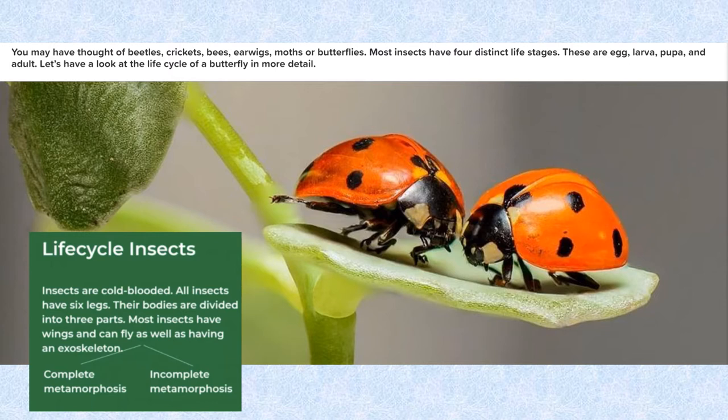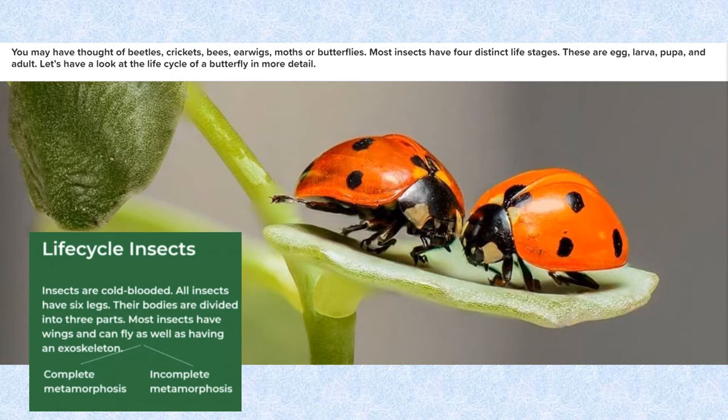We'll have a look at a butterfly, but we'll also be looking at a couple of others as well. But before we go on, there's a couple of other things I want to say. Insects are cold-blooded. They are cold-blooded, unlike us mammals, which are warm-blooded.